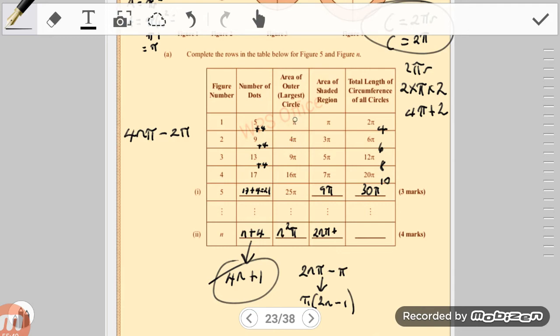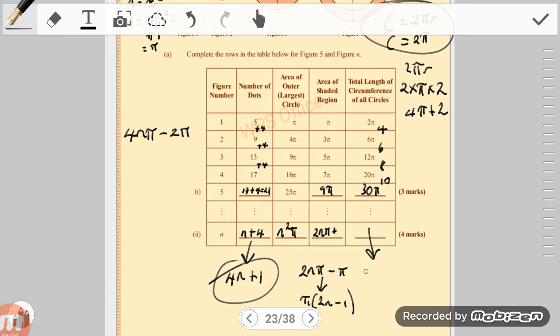Let's see here. So pi plus pi gives 2 pi. 4 pi plus 2 pi gives 6 pi. 9 pi plus 3 pi gives 12 pi. 16 pi plus 4 pi, 20 pi. So I know that if I compare this column, I'm pretty much adding 1 each time. That's what I'm seeing. So let me see if I could do something with this formula here.